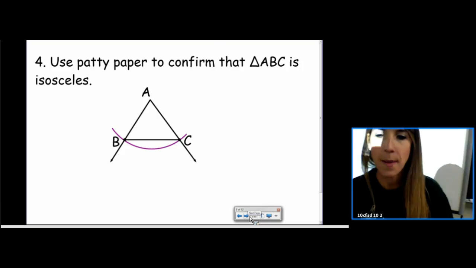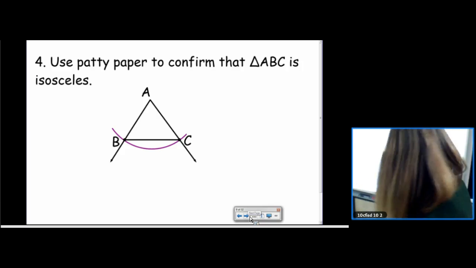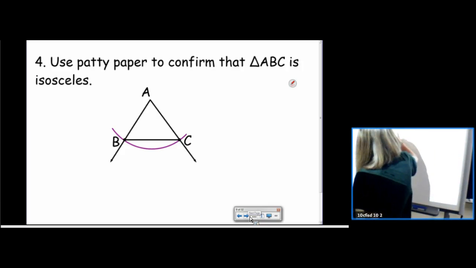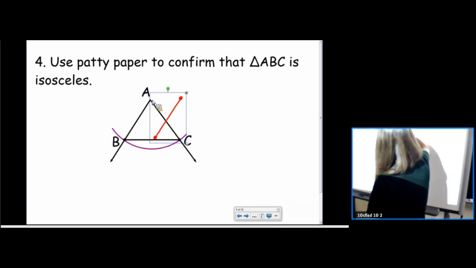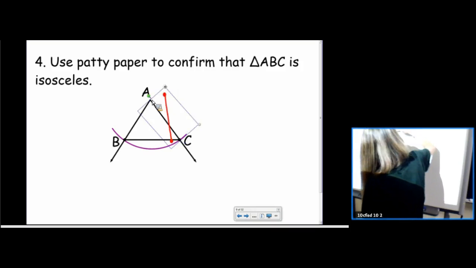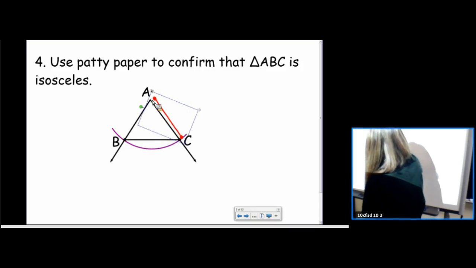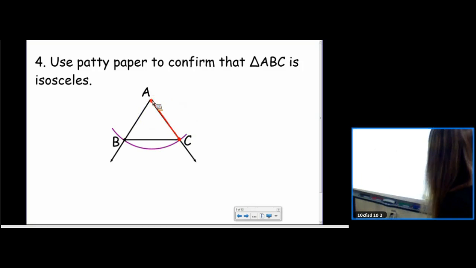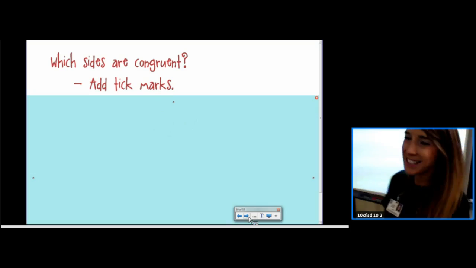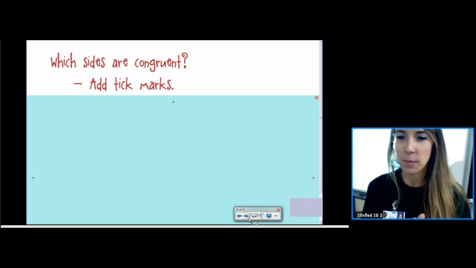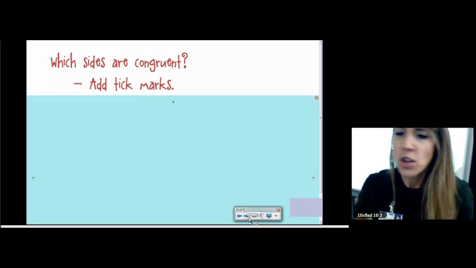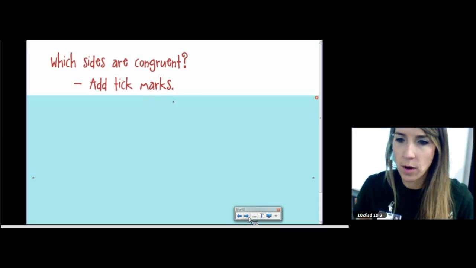You might not have patty paper out, but if you did, you would confirm that it was isosceles by tracing that segment and then moving your patty paper over and confirming that it is perfectly congruent to that segment right there. Which sides are congruent when you use your patty paper to test? Add tick marks to your picture. No, you don't have to erase anything, Hatham. Don't worry about it.